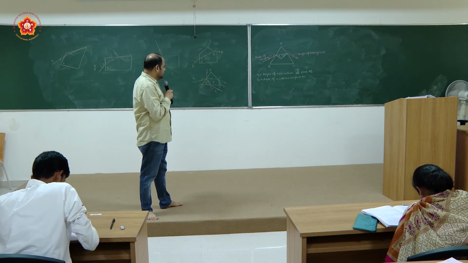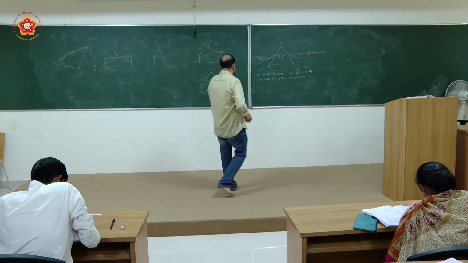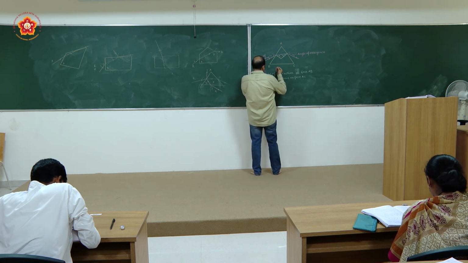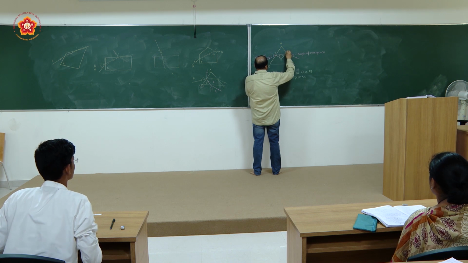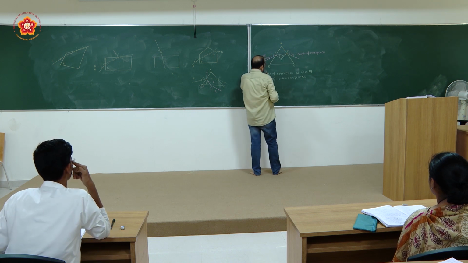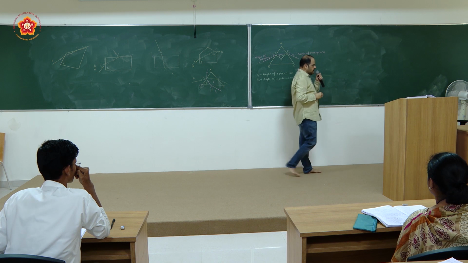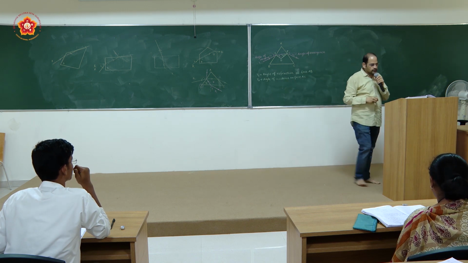Now, what will be the angle at the bottom here? Suppose I call this ABC. I'm calling this point D. This point is E and this point is F. What will be the angle at the point D?